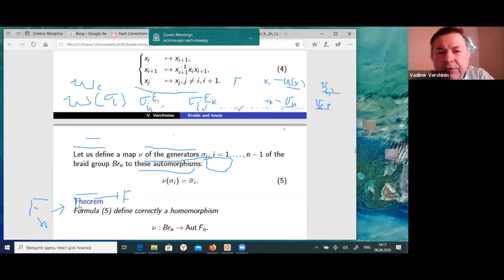And it is actually based on two things: the solution of the word problem in the free group, and the Artin theorem about the injection of the braid group into the automorphism group of the free group.